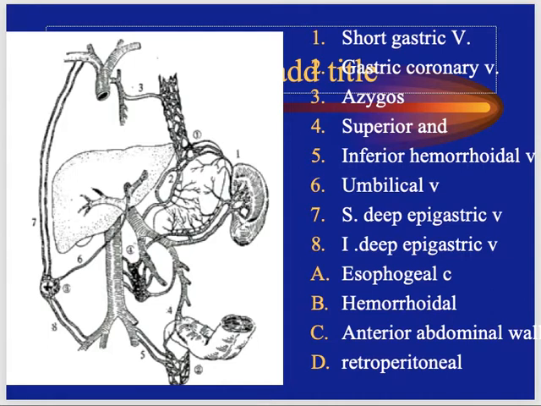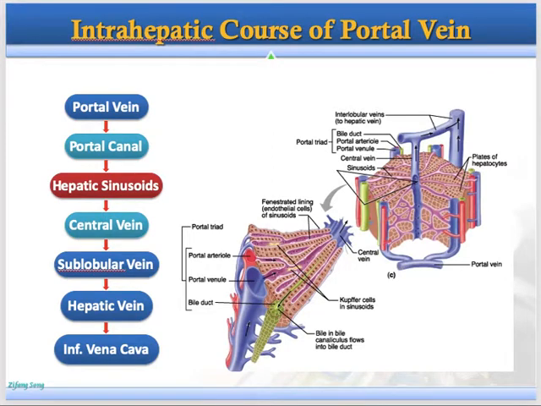This slide also has a lot of other information available, but I'm going to talk about the important points because we have to cover this in this lecture. You can see this is the intrahepatic course of the portal vein. The portal vein is there, then the portal canal, then the hepatic sinusoids, and then the central vein. The central vein collects all the blood from different parts of the liver and forms the hepatic vein, which ultimately forms the inferior vena cava, right?